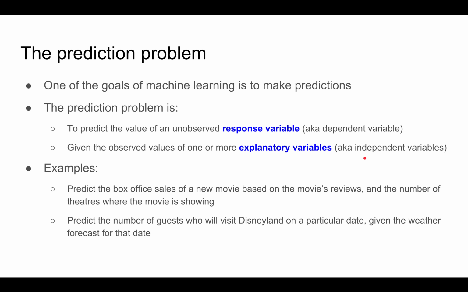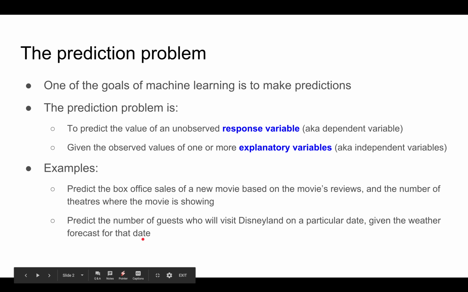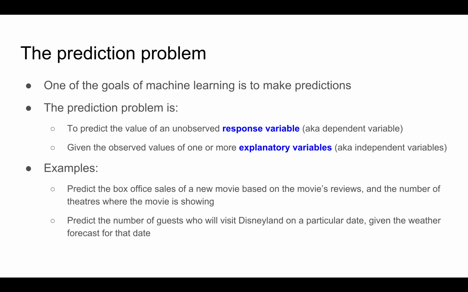variables. For example, you might want to predict the box office sales of a new movie using some information about that movie, or you might want to predict the number of guests who will visit Disneyland using some information about the weather and maybe some of the marketing campaigns that have been running and so on.